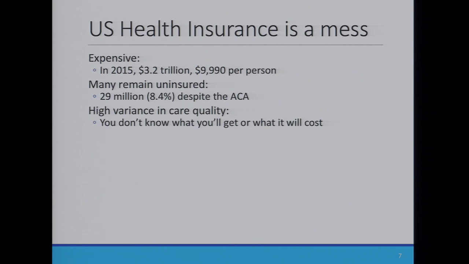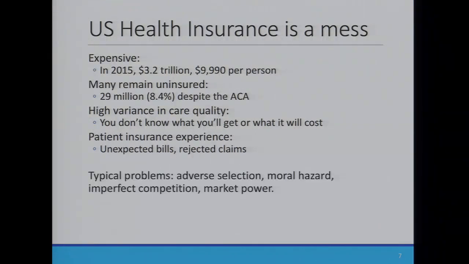And the quality of care is very high variance. You have no idea what the quality will be. You have no idea going into anything what it will cost, what treatments they might end up adding on. And then your experience with insurance is usually that you get unexpected bills. Suddenly you get a letter saying they've rejected your claim. You're not sure if they should be rejecting your claim. It's pretty chaotic. And of course, there are typical problems that arise in insurance markets: adverse selection, moral hazard, imperfect competition, market power. We'll talk about these more later.